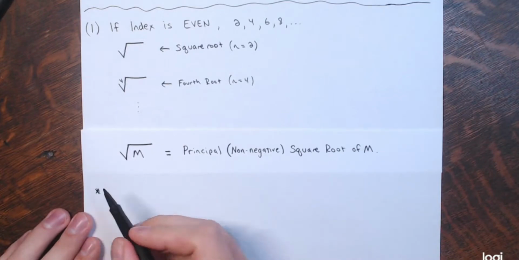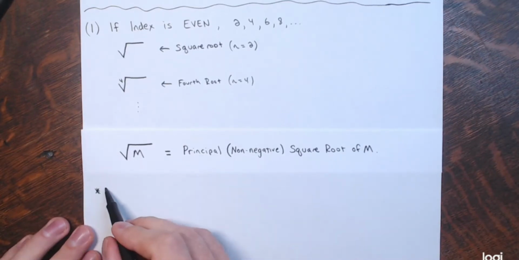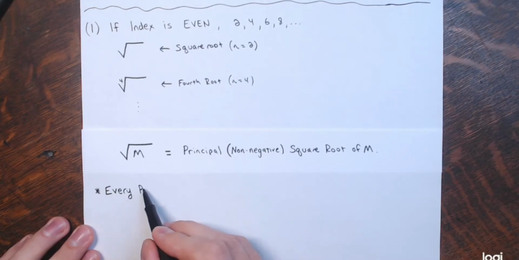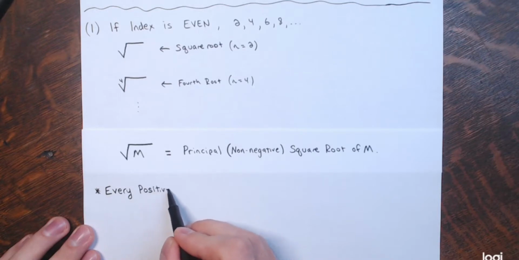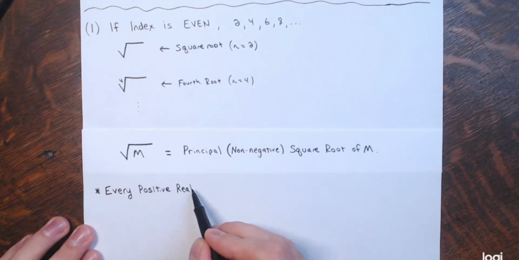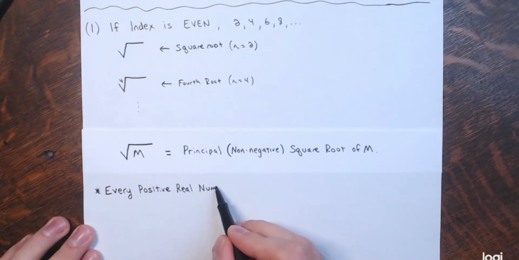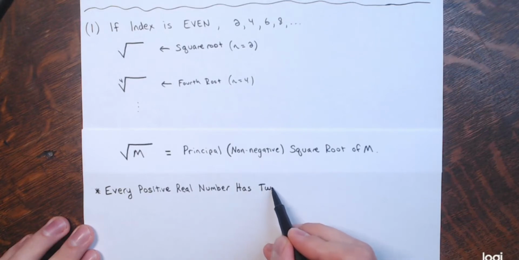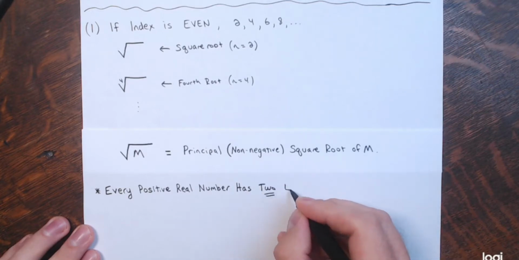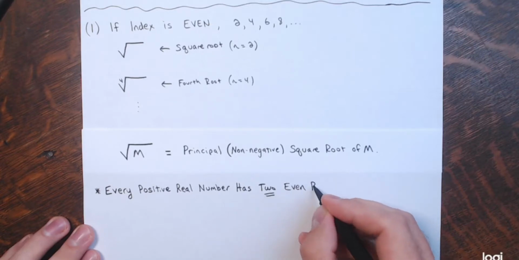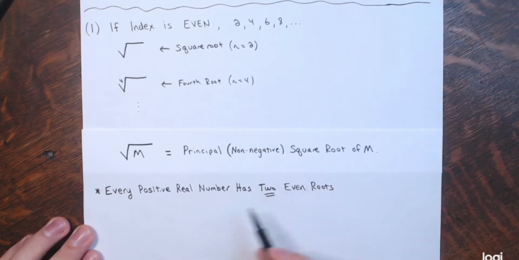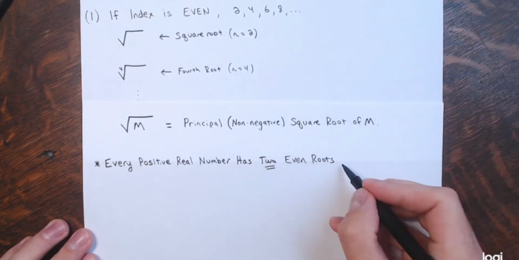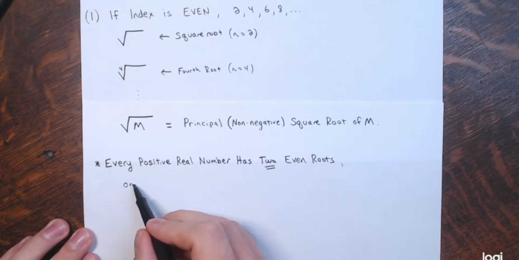Because you should know the following from earlier. Every positive real number has 2 even roots. It has 2 square roots, 2 4th roots, 2 6th roots, etc. 1 positive and 1 negative.